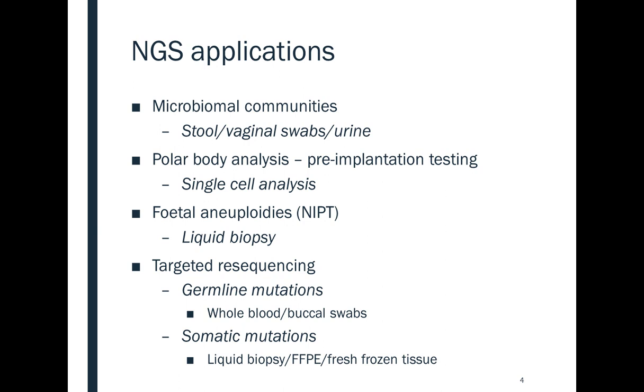But the most commonly used application is the targeted resequencing of specific genetic regions to detect germline or somatic mutations. As you see, you have to handle a lot of different sample types in a diagnostic lab, and this is only one section and only some examples of applications. Besides the single-cell analysis, liquid biopsy samples used for the detection of somatic mutations and fetal aneuploidies are demanding, and I will focus on that sample type in this talk.